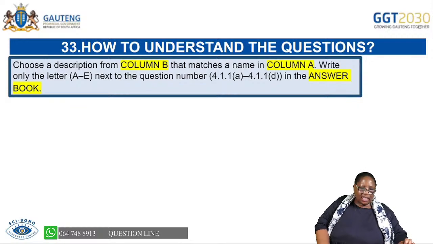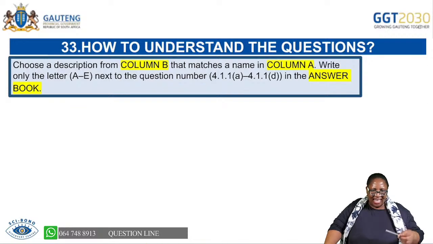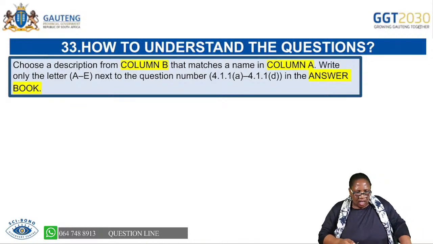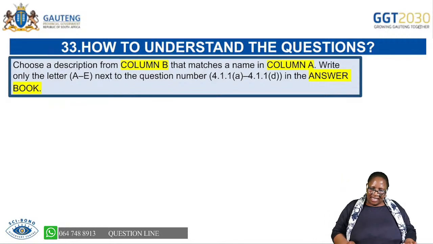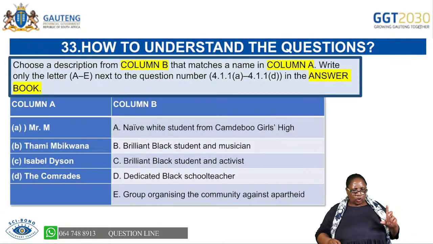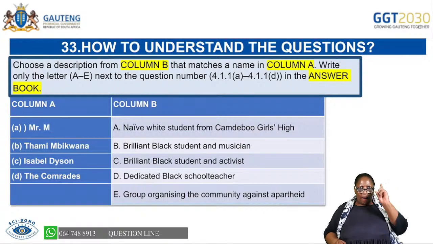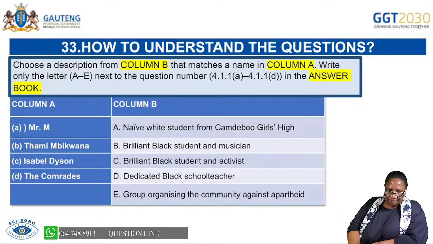So you will get such a question where you are required to choose a description from column B that matches a name in column A, and you write only the letter to the question, and you number it accordingly. That is question 4, My Children, My Africa, and you answer that in your book. I'm going to give you just 1 minute exactly. I'll tell you when your 1 minute starts.